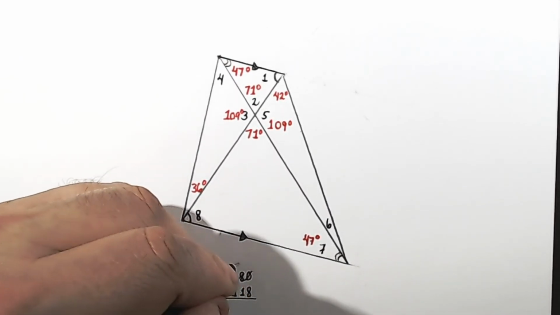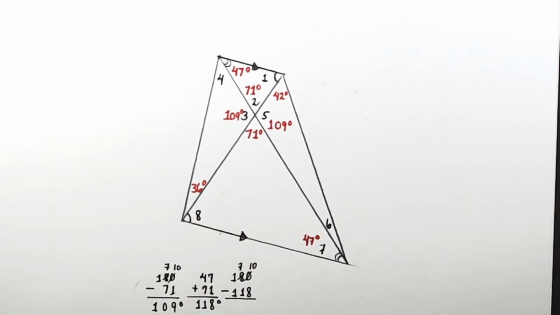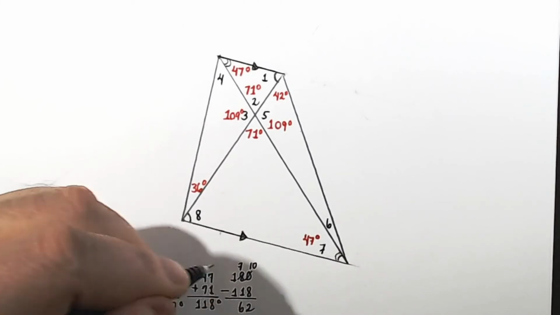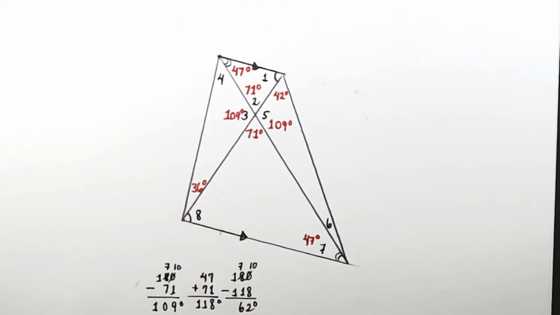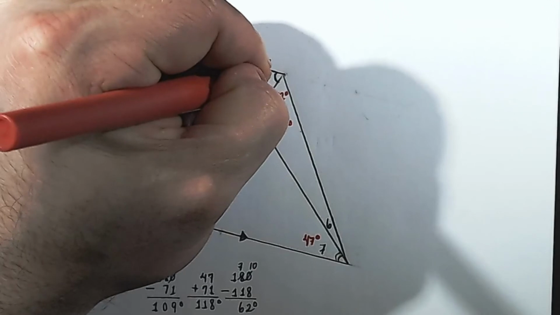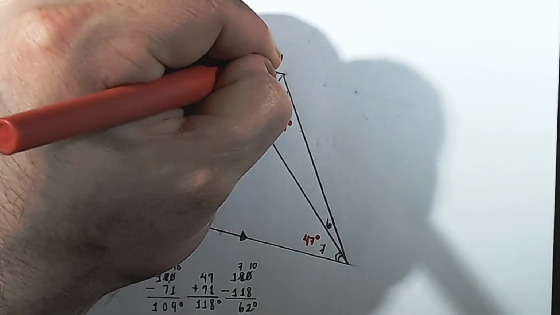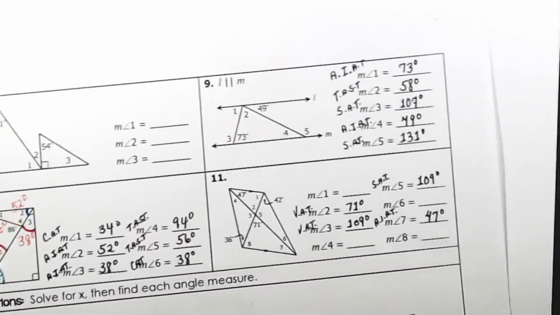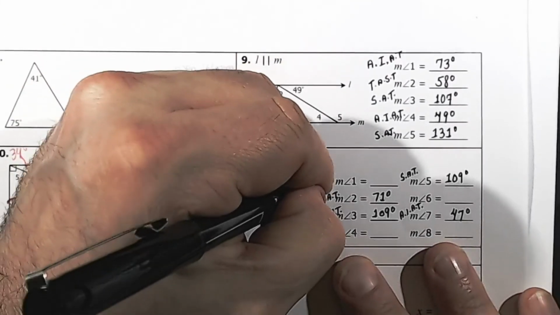We borrow from the 8, turn it to a 7, make the 0 a 10. 8 from 10 is 2. 1 from 7 is 6. So, by the triangle angle sum theorem, angle 1 is 62 degrees. Let's go label that. Angle 1 is 62 degrees by the triangle angle sum theorem.